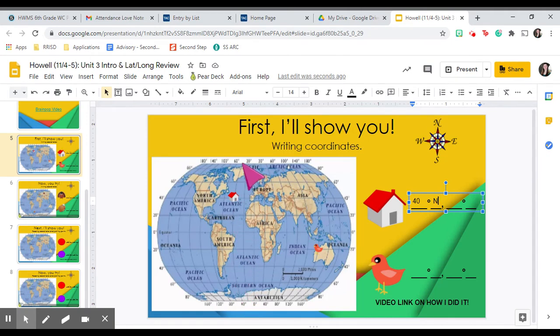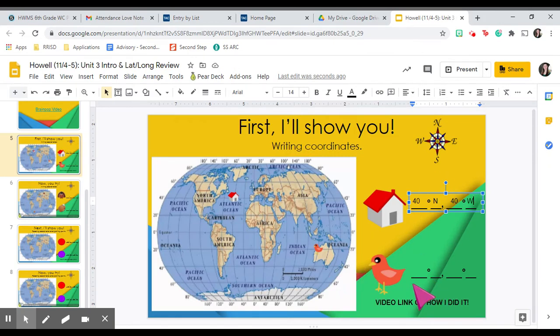So 20, 40, 60. So if I'm at 40 degrees north to get to the house, I'm going to have to go 20, 40. And by looking at my compass, I know that I went west. So to get to our house, I had to go 40 degrees north and 40 degrees west.